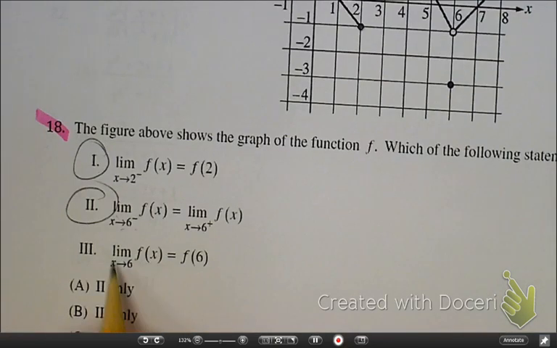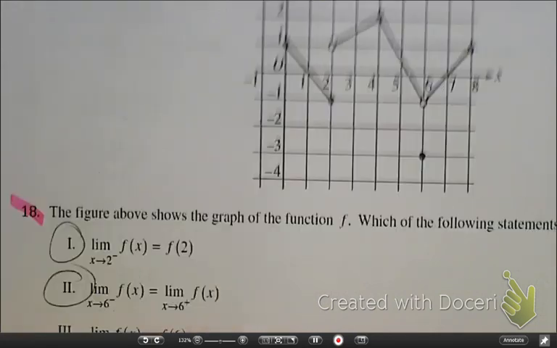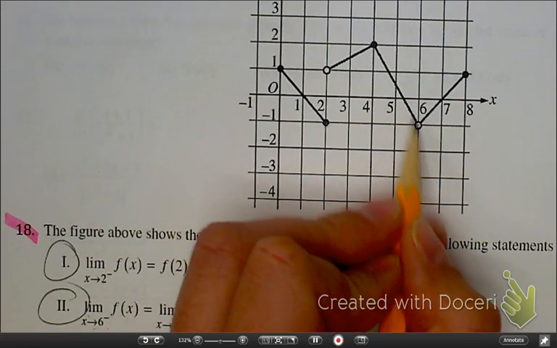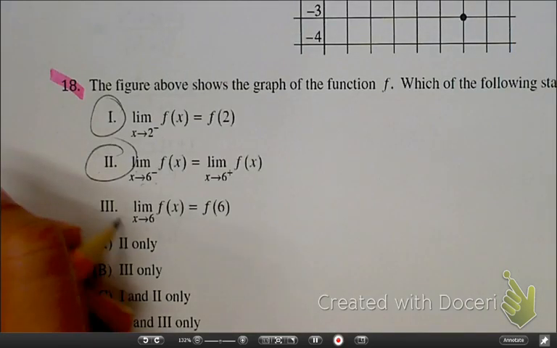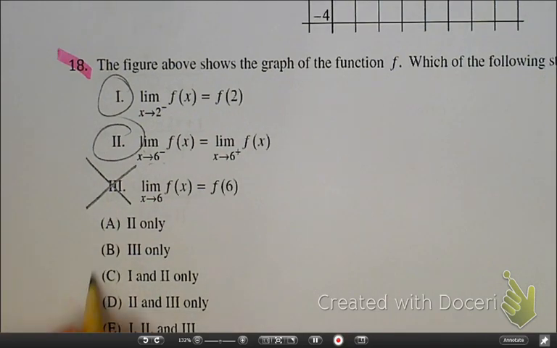And last but not least, the third one says the limit as x approaches 6 is equal to what the function is equal to at 6. So no, we just talked about how that's not true. The limit at 6 is negative 1, but the function at 6 is negative 3. Therefore, that part is not true. So the only parts that are true are 1 and 2, answer choice C.